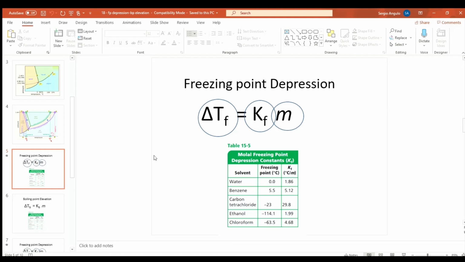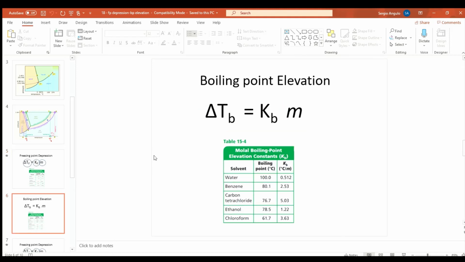The last slide I'm going to show you guys is that for boiling point elevation. And one thing you're going to notice is that it's basically the same equation. It's just for boiling points as opposed to freezing points. All right, so for this one, once again, delta T subscript B is the boiling point elevation. How much the boiling point is going to change.